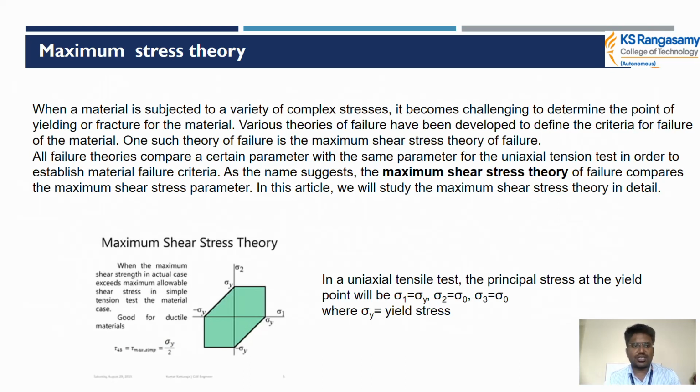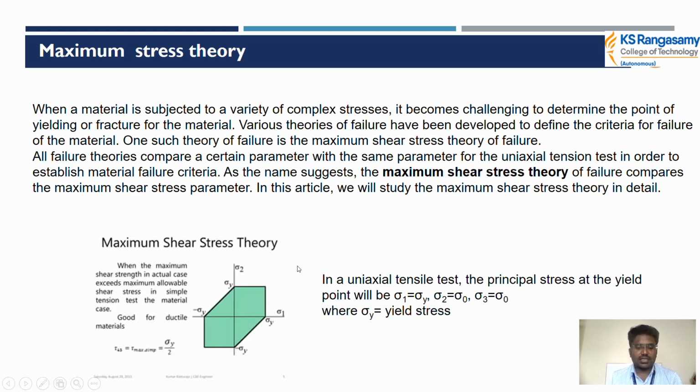The first one is the maximum stress theory. When the material is subjected to a variety of complex stresses in the component, it is challenging to determine the point of yielding or fracture of the material. Various theories of failure have been developed to define the criteria for failure of the material. One such theory is the maximum shear stress theory of failure. See the image: failure occurs when the maximum shear stress exceeds the maximum allowable shear stress, as in the simple tension case on the material.